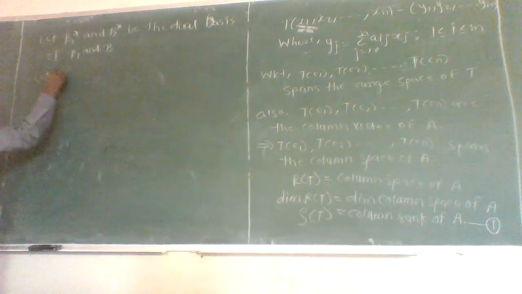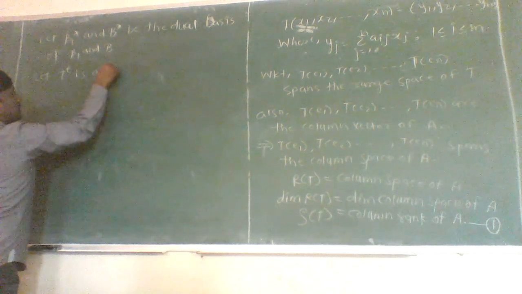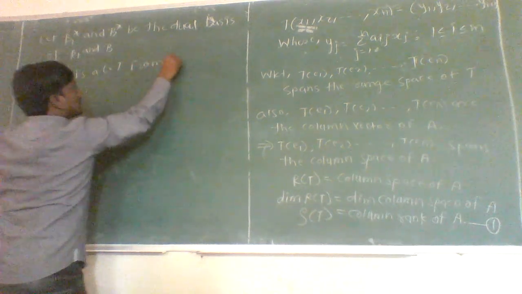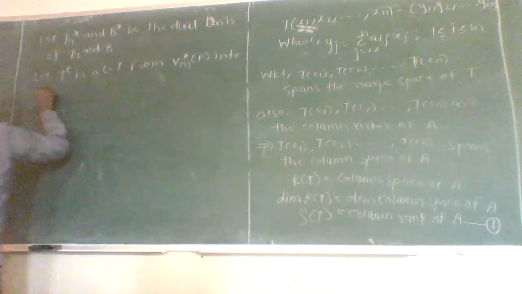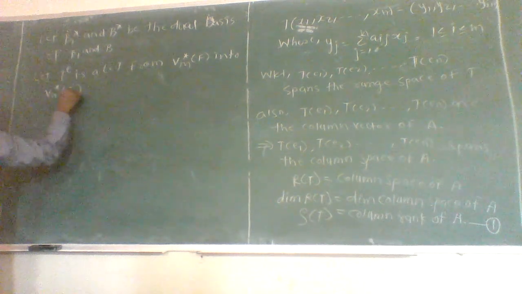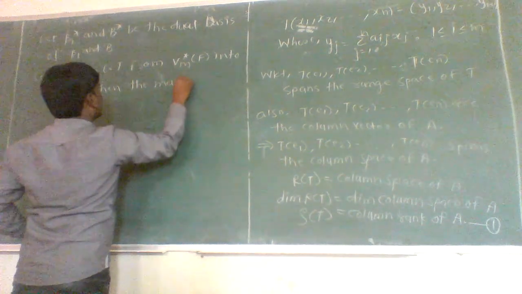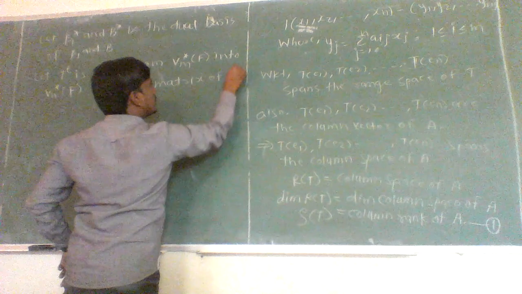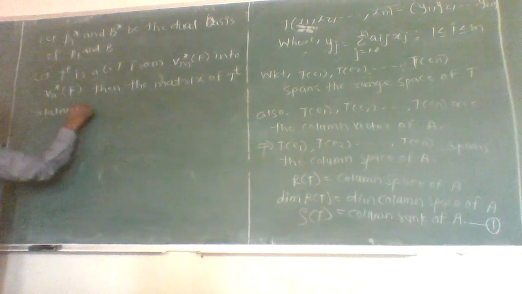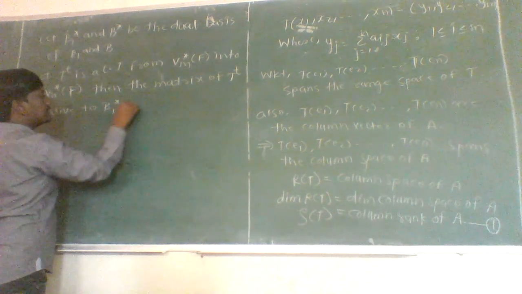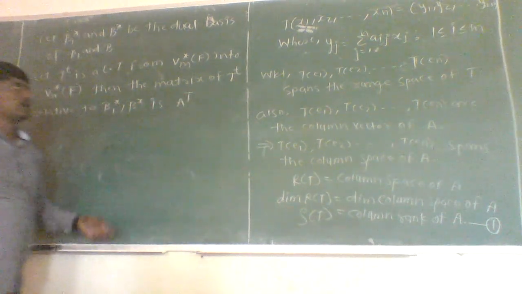Let T to the power T be the transpose of the linear transformation from vector space Vm star over F into Vn star over F. Then the matrix of the linear transformation T to the power T relative to the ordered bases B1 star, B star is A to the power T, that is A transpose.